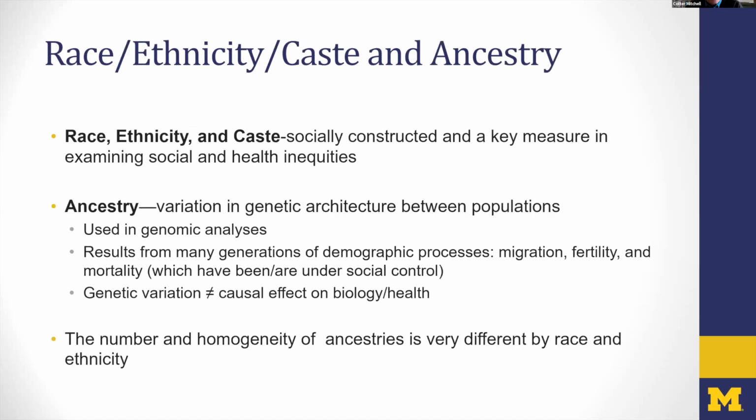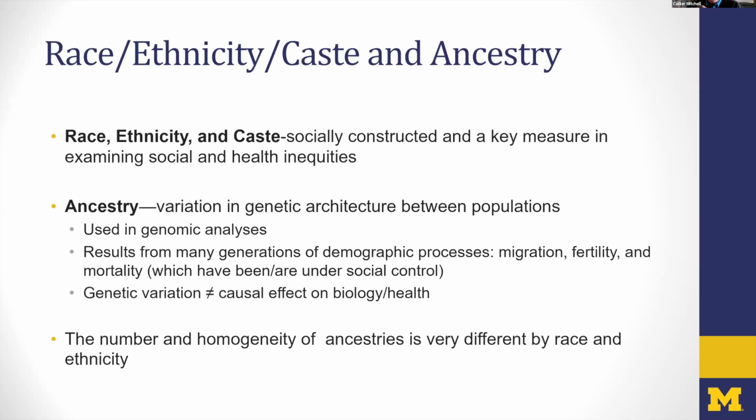Maybe this isn't the final thing, but one of the other things to keep in mind here is that when we say things like race or ethnicity or caste, those are socially constructed and key measures in understanding social and health inequalities. We use those all the time. They're very real in their effects, but they are socially constructed. I won't go into more detail because social scientists usually have talked about that extensively.